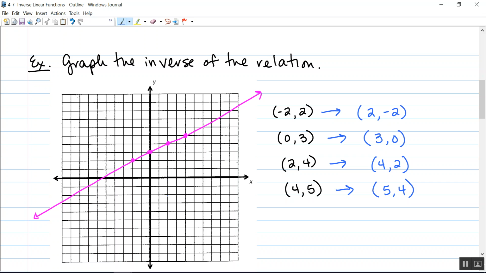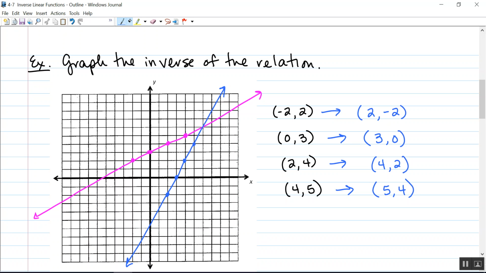Now I'm going to graph those blue points. So 2, negative 2, 3, 0, 4, 2, and 5, 4. And I'll connect those points and draw the line through them. Okay, so the blue line is the inverse of the graph of the pink line.